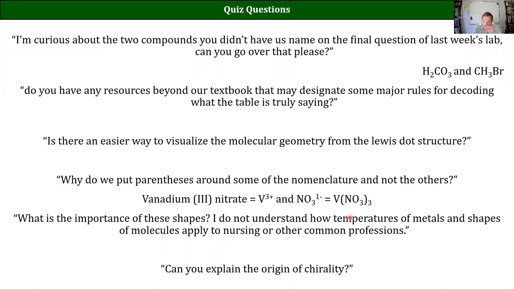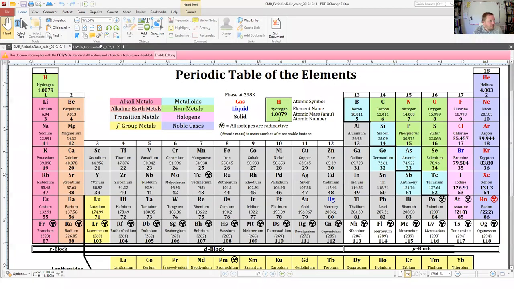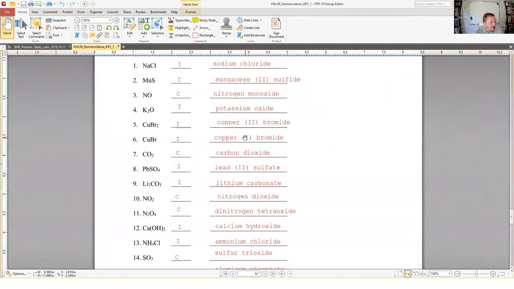Okay, and let me double check the copper bromide, make sure that I didn't. Yeah, so I think that one's also right. It's copper one bromide, because that one is referring to the charge on the copper. I think I just had it mixed up for sure. Thank you. No problem.